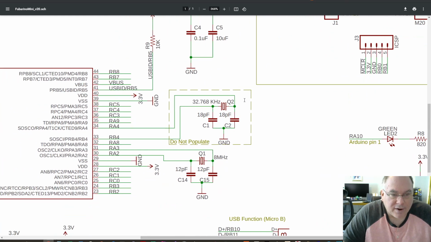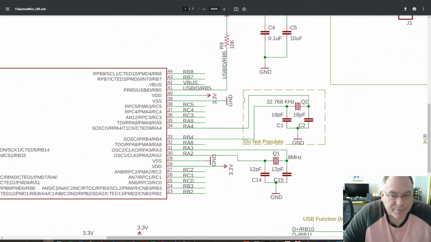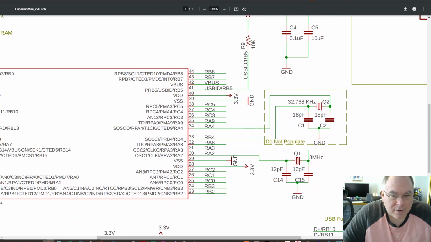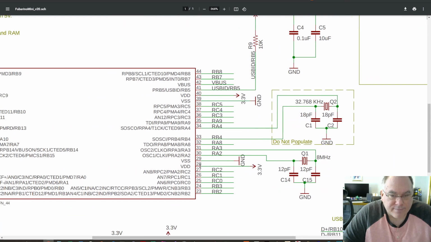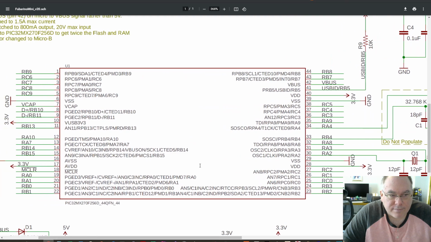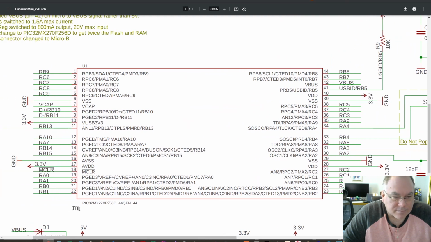And if we go over here to the microcontroller, we could find RA10. So here's RA10, which is actually pin 12 on the microcontroller. RA stands for register A, bit 10. And so here's pin 12 on the microcontroller.